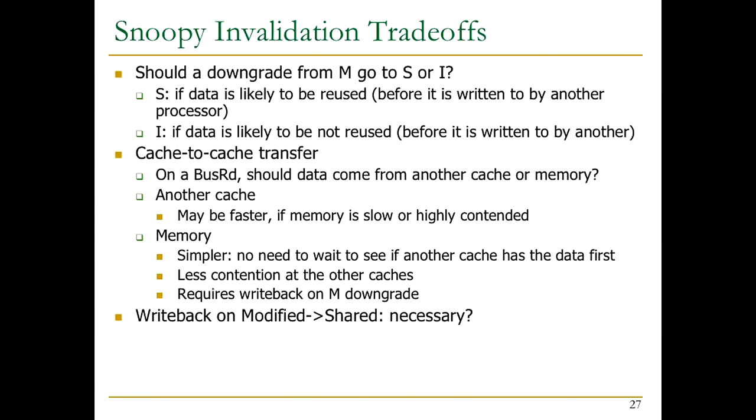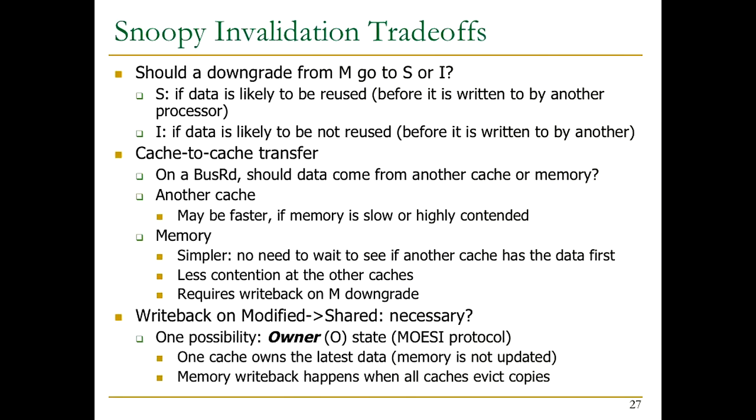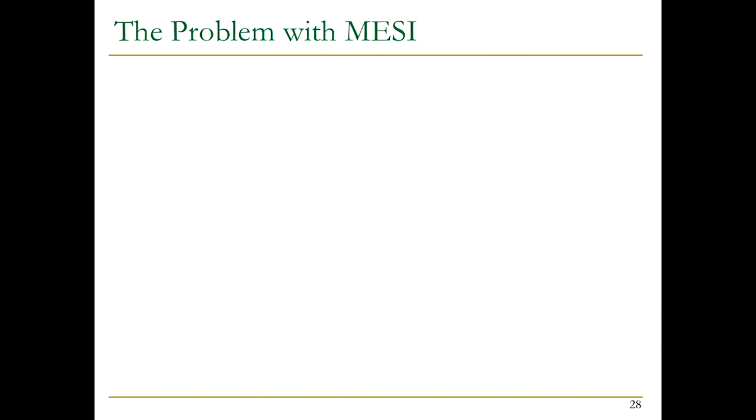Okay, so we'll discuss this in a little bit, basically. One possibility is to actually extend the state such that you have an owner, and one cache owns the latest data, and you don't update the memory, and write back happens only when all caches evict their copies, or when the owner evicts its copy. So let's take a look at the problem over here.